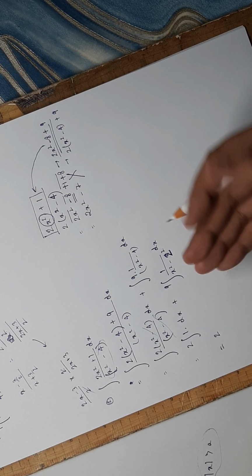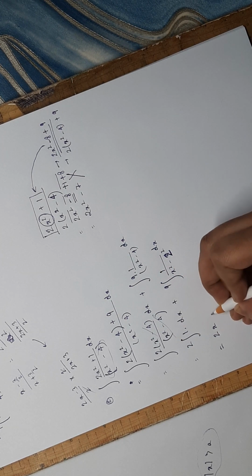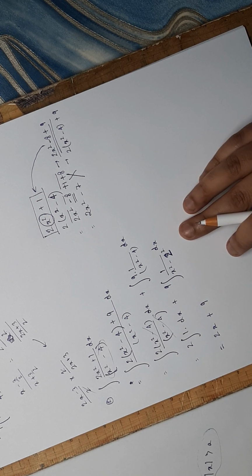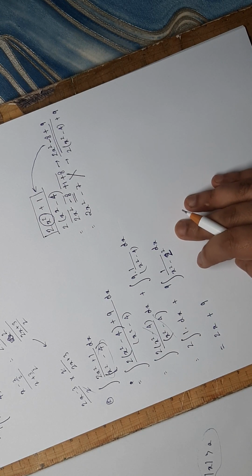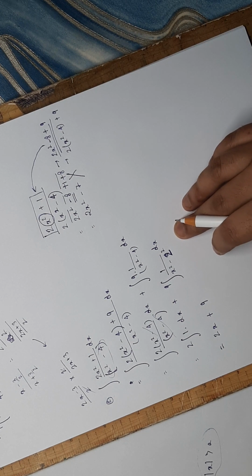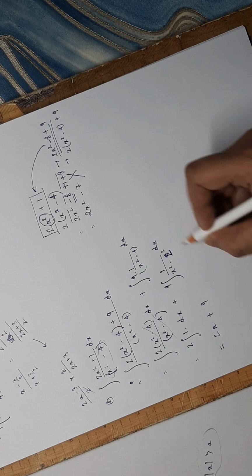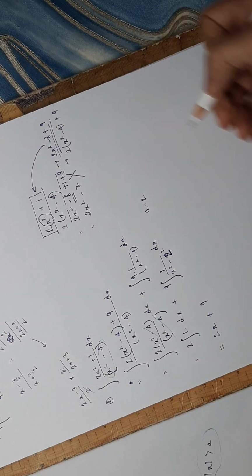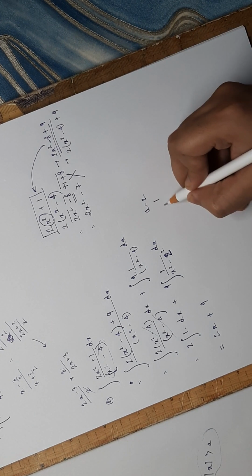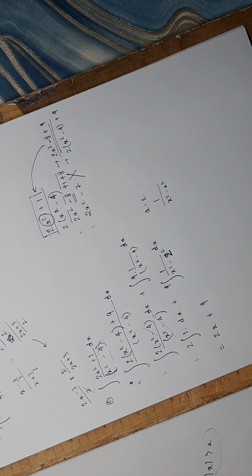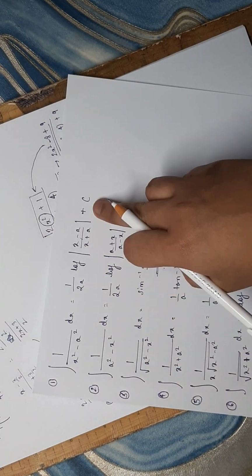Integration of 1 dx is nothing but x. I have already discussed with you. And here what will we be left with? What is the integration of 1 by x square minus 2 square into dx? Here our a is actually 2. And we will be using the formula of 1 by x square minus a square here. Again, the first formula that we have.